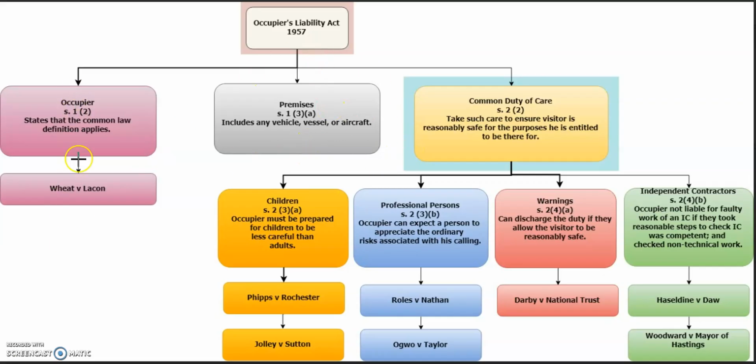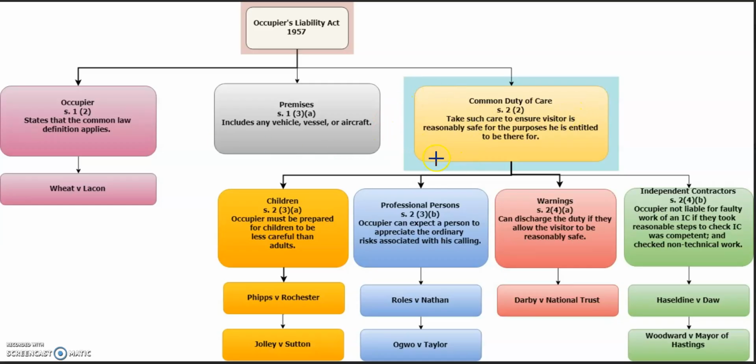So once we've got an occupier, and we've got premises, we then need to consider what the common duty of care is owed to our claimant. And as you can see, the common duty of care is set out under section 2, subsection 2, and it says the common duty of care is to take such care as in all the circumstances of the case is reasonable, to see that the visitor will be reasonably safe in using the premises for the purposes for which he is invited or permitted by the occupier to be there.